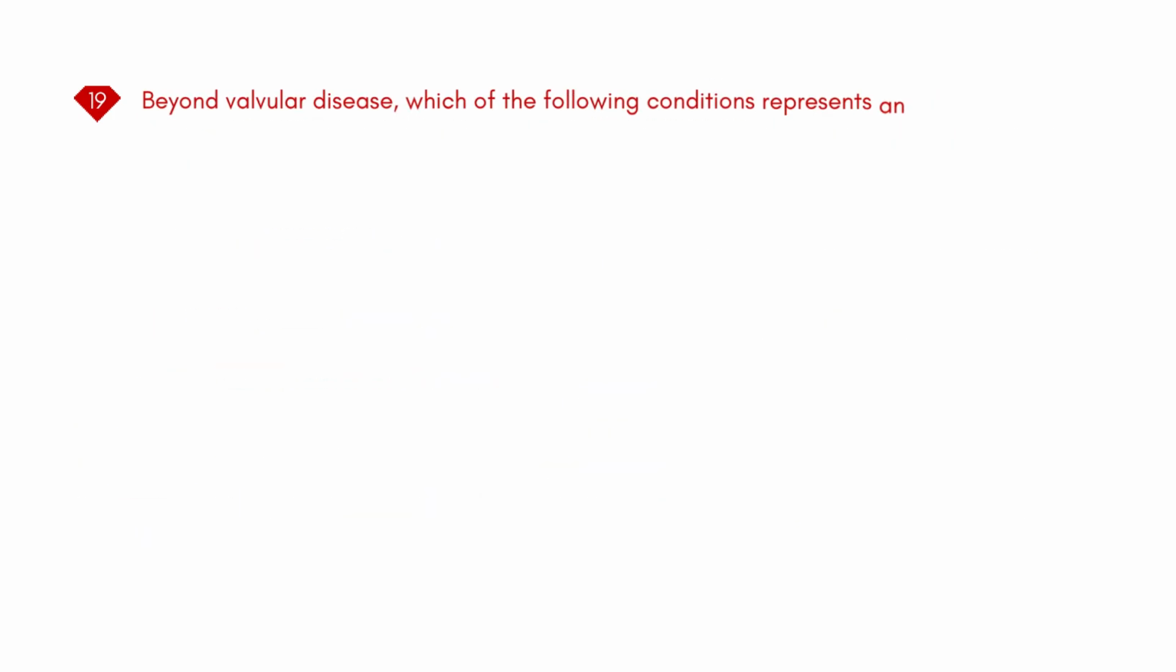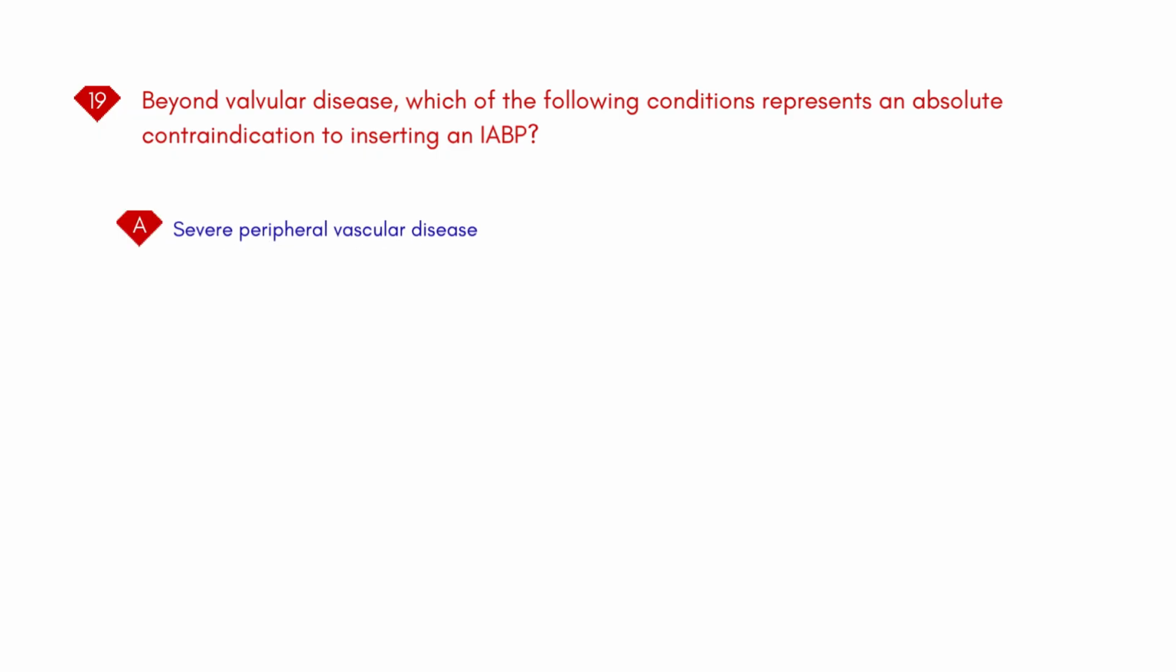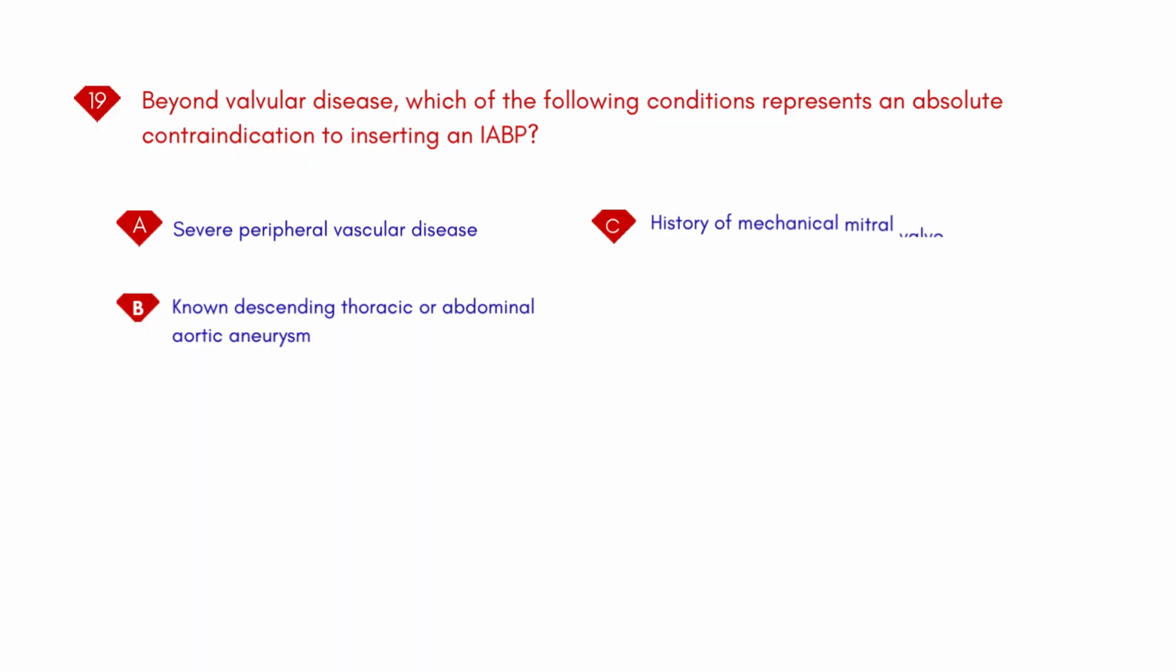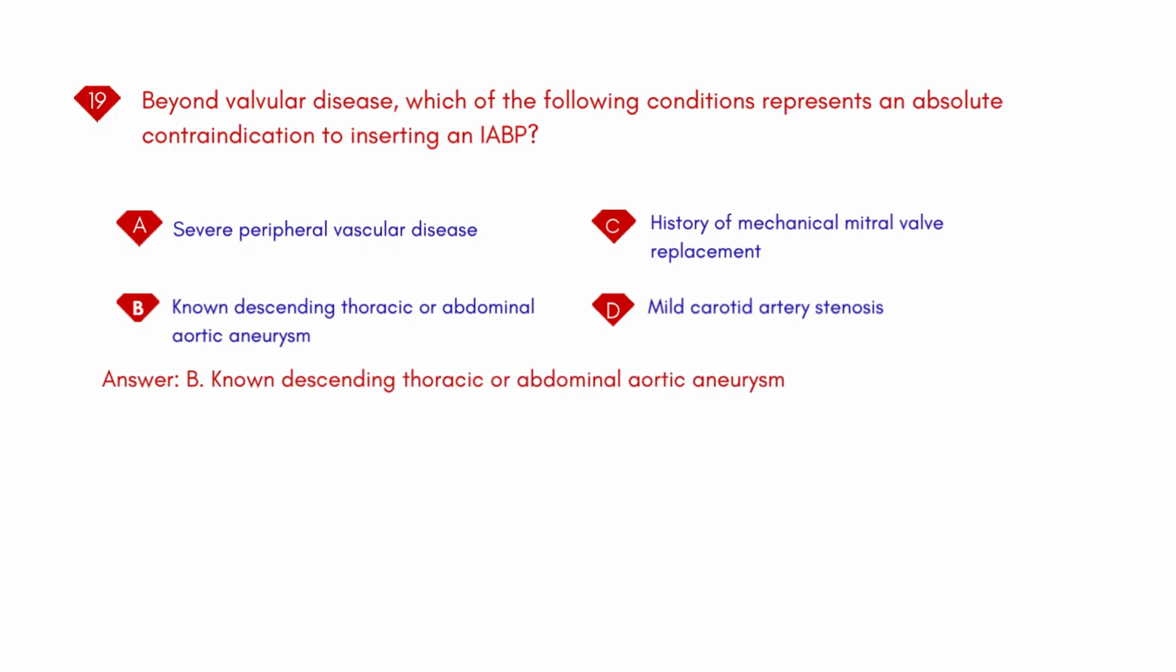Beyond valvular disease, which of the following conditions represents an absolute contraindication to inserting an IABP? A. Severe peripheral vascular disease. B. Known descending thoracic or abdominal aortic aneurysm. C. History of mechanical mitral valve replacement. D. Mild carotid artery stenosis. Answer: B. Known descending thoracic or abdominal aortic aneurysm.